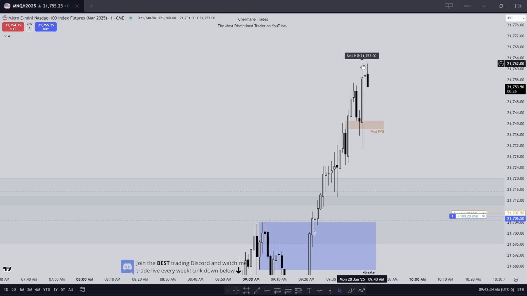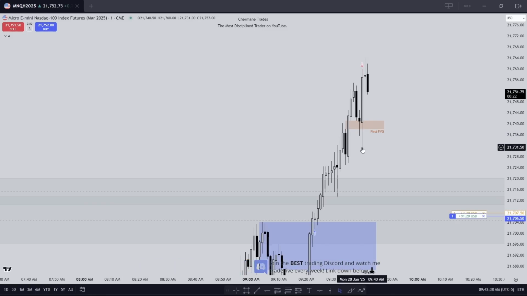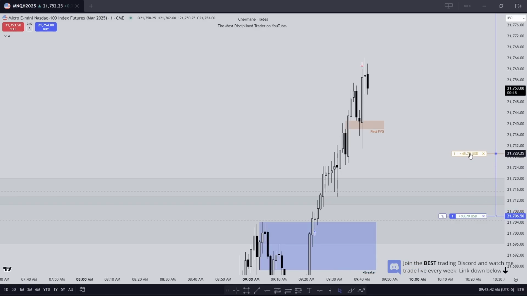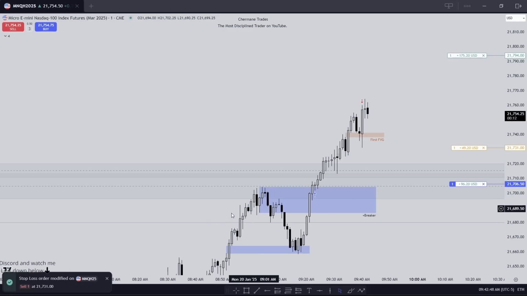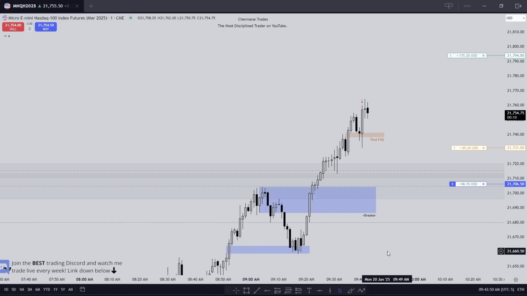That's perfect. Trailing my stop loss underneath this low here, which comes in at 31 even. So locking in about an extra $50. And yeah, it was a good morning.